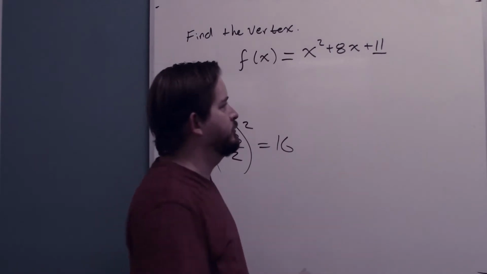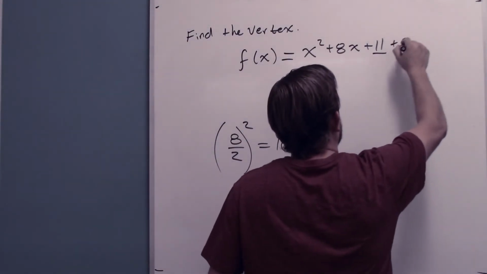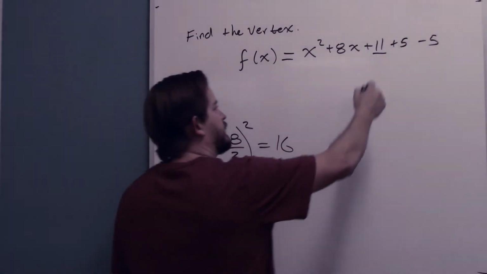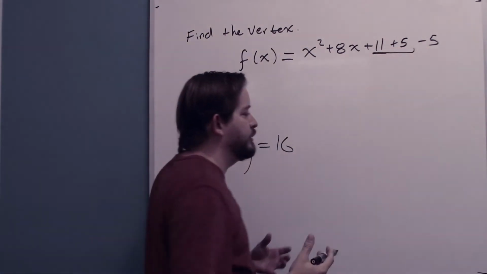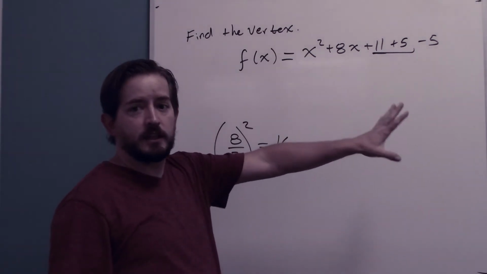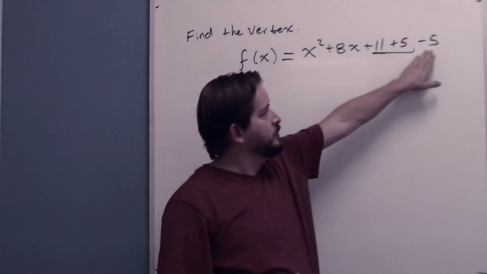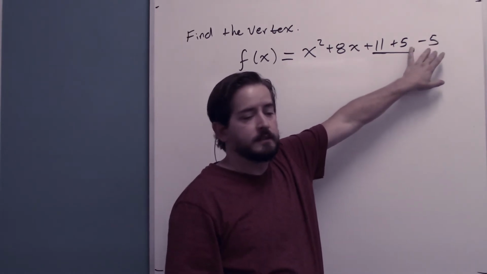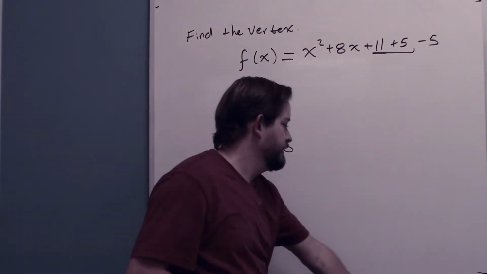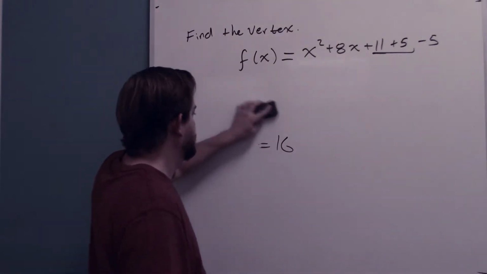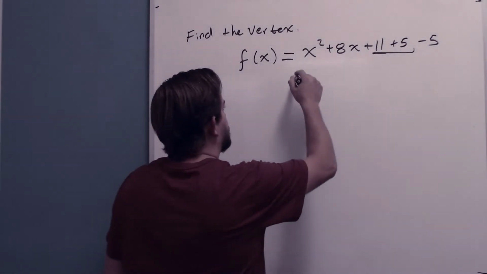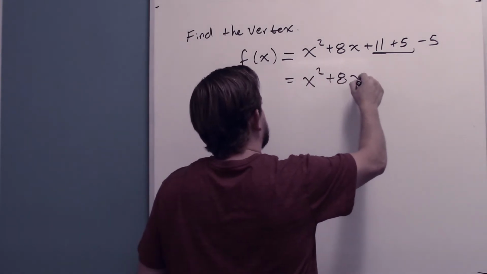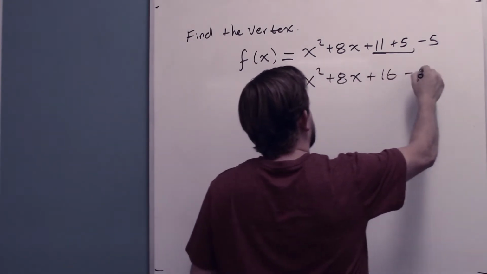Because I'm 5 off, but that's okay. I can add 5 and subtract 5 at the same time. That's adding 0, and then I'll just combine the 11 and the 5 to give me my 16, and that negative 5 is just going to hang off to the side. It shouldn't be a surprise that that's going to be a negative 5, because that's the y value of a vertex, right? But if I complete the square here, let me just write this as x squared plus 8x plus 16 minus 5.